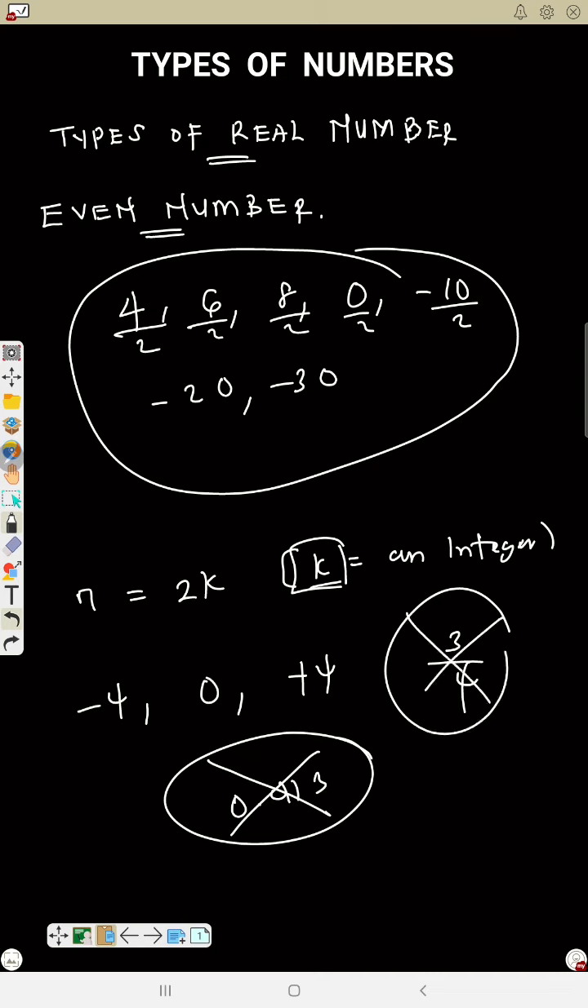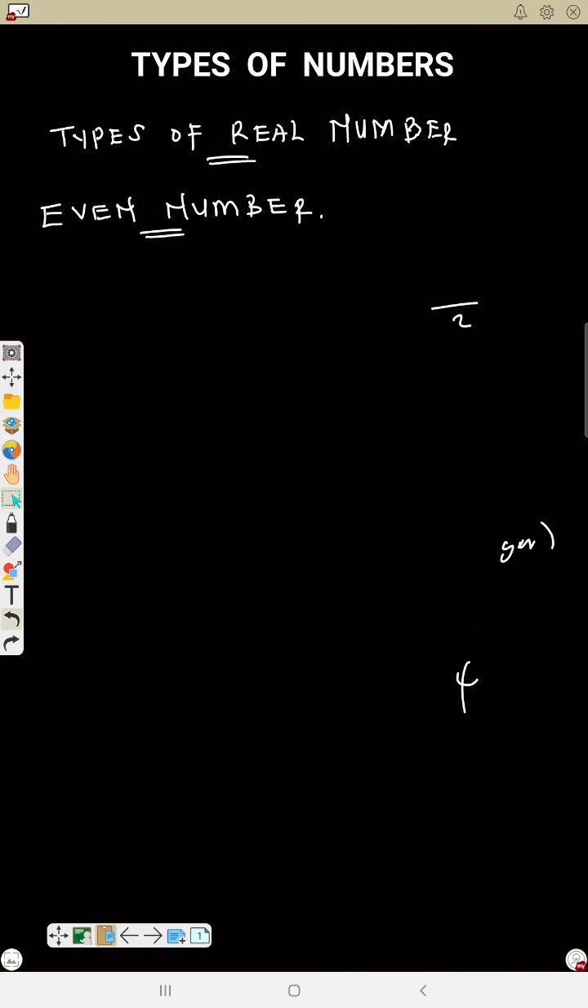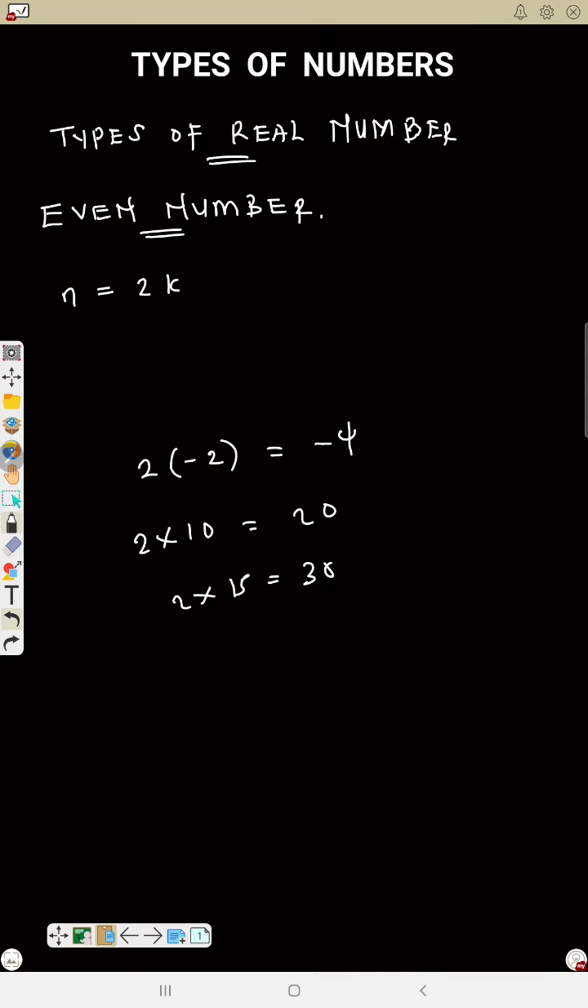3/4 is not an integer because it's a decimal. So if I say even numbers, I can represent even numbers as 2k, where k is an integer, meaning 2 times any integer. For example, 2 times minus 2 is minus 4, 2 times 10 is 20, 2 times 15 is 30. That means if you multiply any integer by 2, it will be an even number.